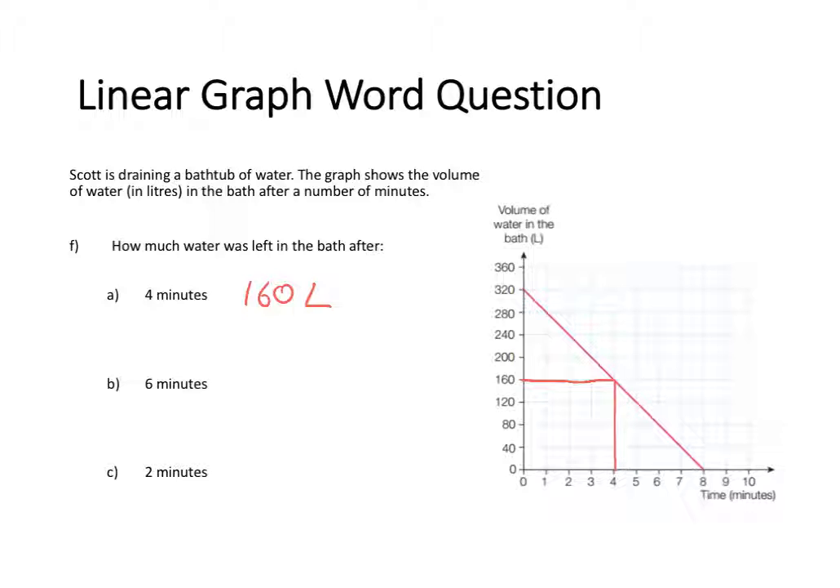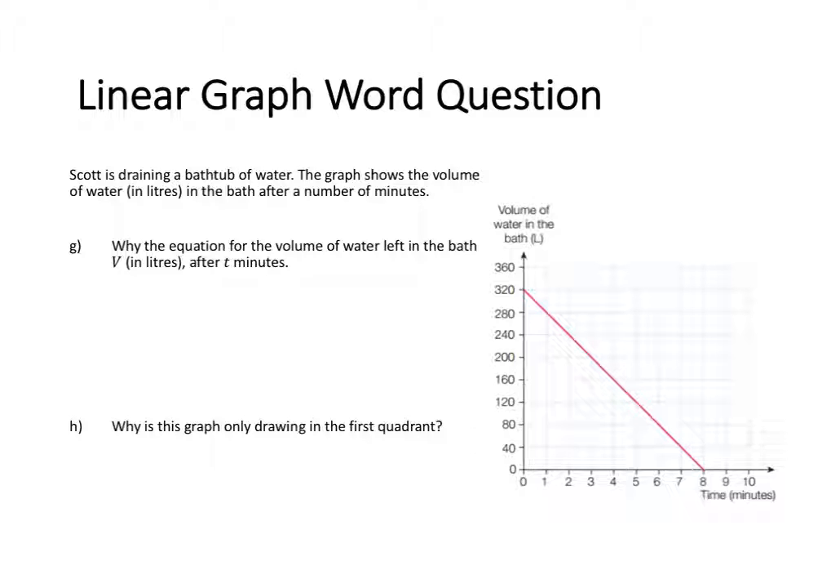I can do the same process for 6 minutes. So find 6 minutes along my x-axis and draw a line up. And then from that point, bring it back across to my y-axis. And it meets the y-axis back at 80. So I know after 6 minutes, there are 80 litres of water left in the bathtub, and I do the same once again for 2 minutes. So after 2 minutes, there are 240 litres of water.